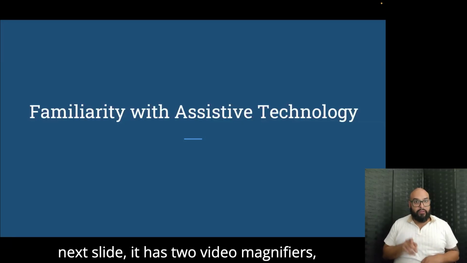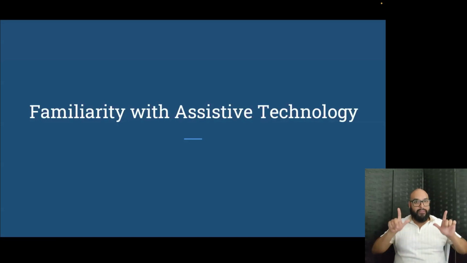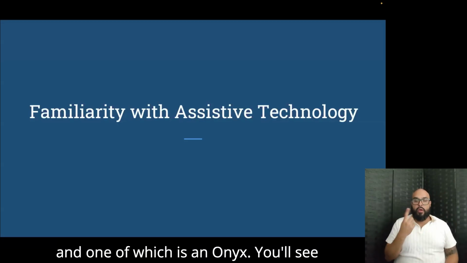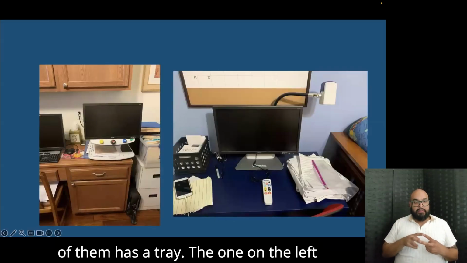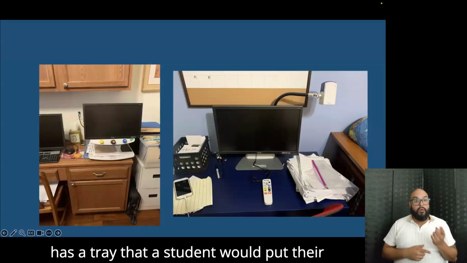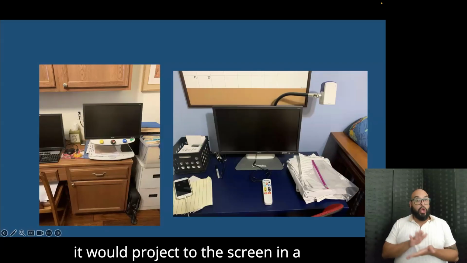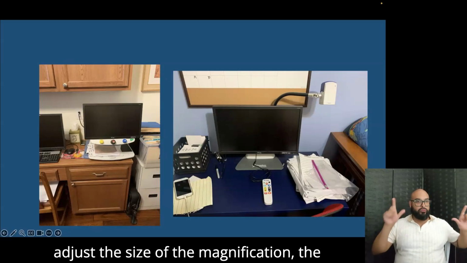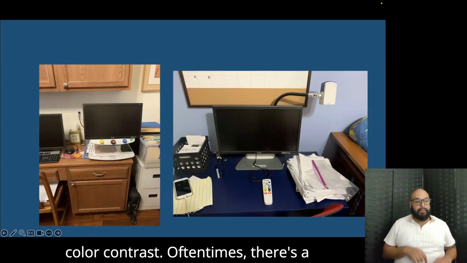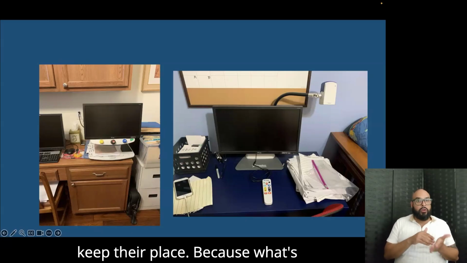So if you'll switch to the next slide, it has 2 video magnifiers, both of which are in my home, one of which is a Topaz, and one of which is an Onyx. You'll see when they switch to the next slide that one of them has a tray. The one on the left has a tray that a student would put their document they're trying to read on, and it would project to the screen in a magnified way. Again, the student can adjust the size of the magnification, the color contrast. Oftentimes there's a line marker that can be used to try to keep their place.